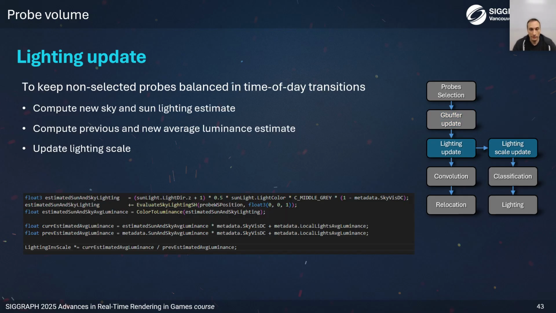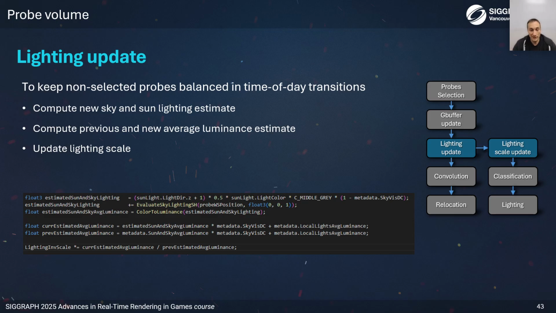In case the sun is moving really fast, updating just a small subset of the probes can lead to some weird results, and we can really see the lighting being updated over multiple frames. So in order to avoid that, what we do is first rescale all the probe lighting on the probes that are not going to be recomputed this frame.